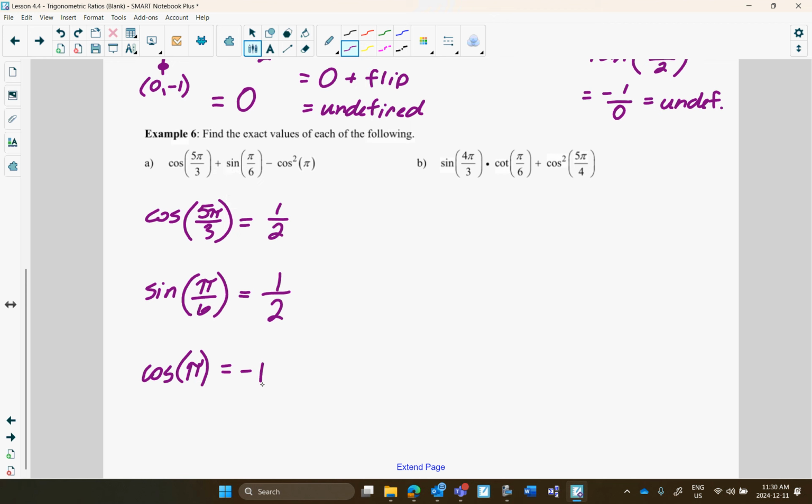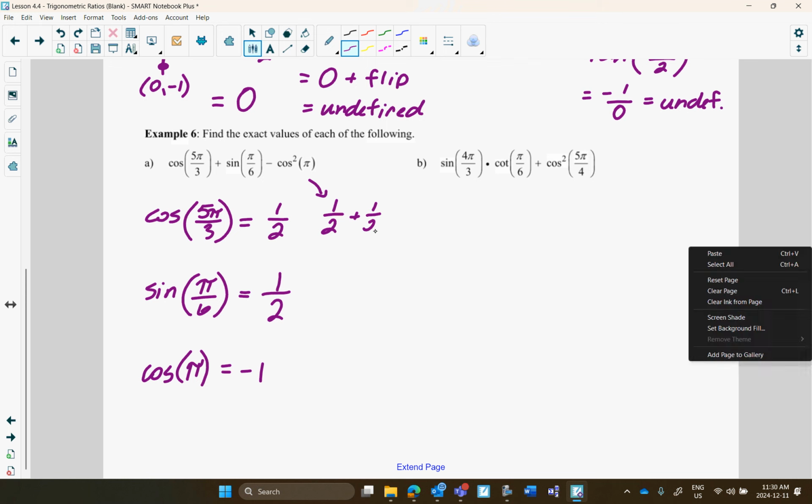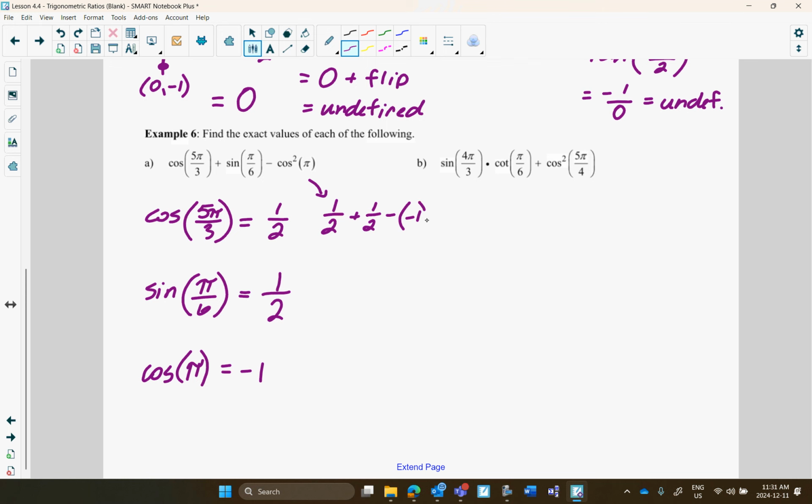Now that I have all these answers, I'm going to put it together. So I'm going to do 1/2 plus 1/2 minus -1 squared. Well, what's half plus a half? Minus what's -1 squared? And what's 1 minus 1? There's my final answer.